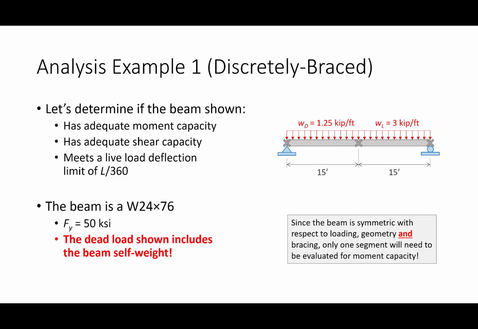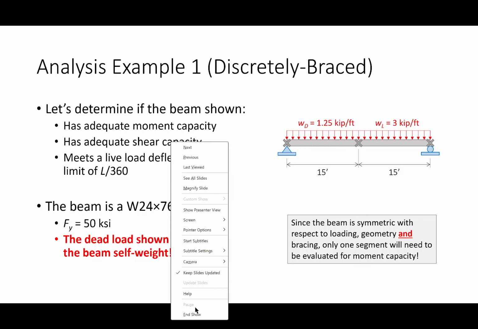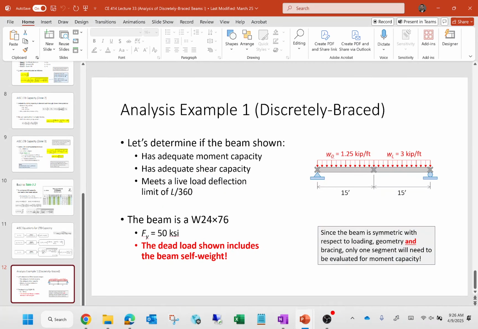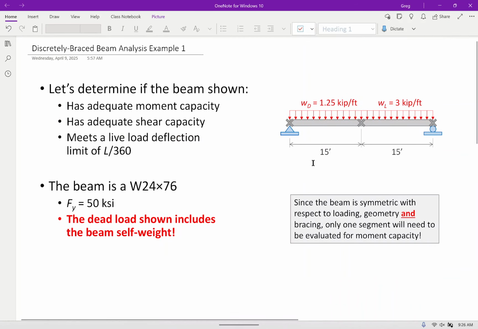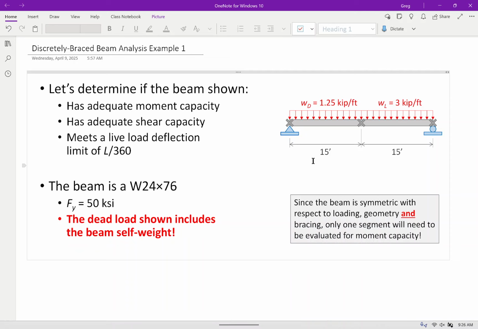Okay? So we're going to go through a couple of design aids today in the manual. I'm going to give you all a sec to write this down, but I'm going to say a few words about it while you're writing. So I have here a W24x76, okay? And we're going to determine whether or not this has adequate moment capacity, adequate shear capacity, and whether or not it meets a live load deflection limit of L over 360.